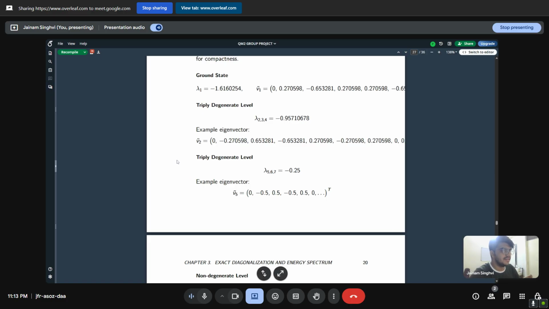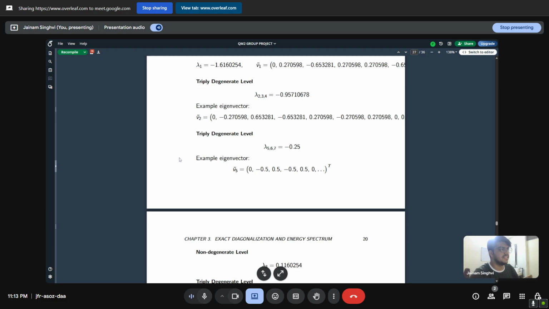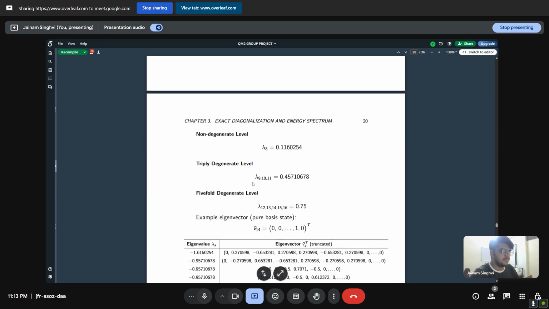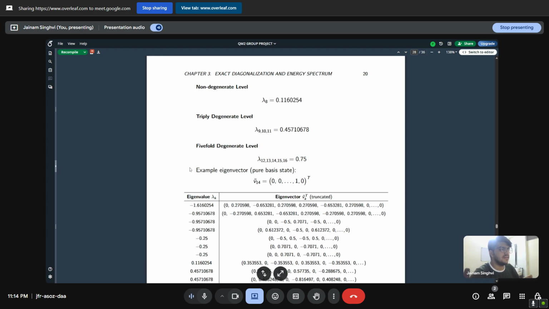Coming to another triply degenerate level, eigenvalues 5, 6, and 7, which are minus 0.25. And this is the corresponding eigenvector. Coming to the non-degenerate level, eigenvalue 8 gives us the value 0.11. And another triply degenerate level, eigenvalues 9, 10, and 11, has the value 0.4571. Then comes the five-fold degenerate level, eigenvalues 12, 13, 14, 15, and 16, which give us a value of 0.76. The example eigenvector for this state is as mentioned.